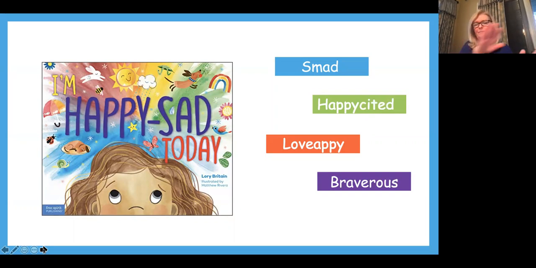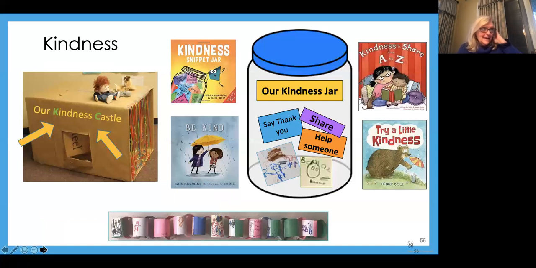The other part that's kind of fun, towards the end of this book, the little girl starts making up words. If she's sad and mad, it's smad. So think about from a literacy standpoint, phonological, that play on words. It's kind of a fun way to do that. I feel love and I'm happy. So love happy, you know, those kinds of things. Again, just a fun way to kind of practice some of those skills.